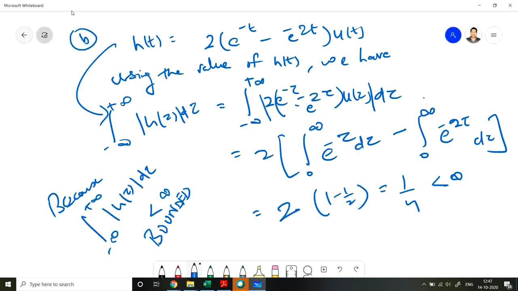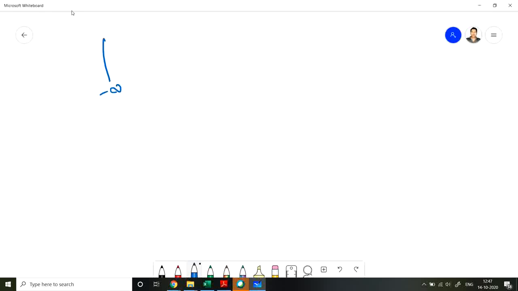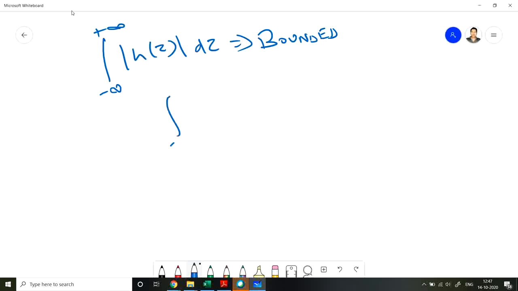So the conclusion is that the integral of modulus of h(tau) d tau is bounded. What we are getting is that the impulse response is bounded, because the integral from minus infinity to plus infinity of modulus of h(tau) d tau is equal to 1 by 4. Obviously it is a bounded value.